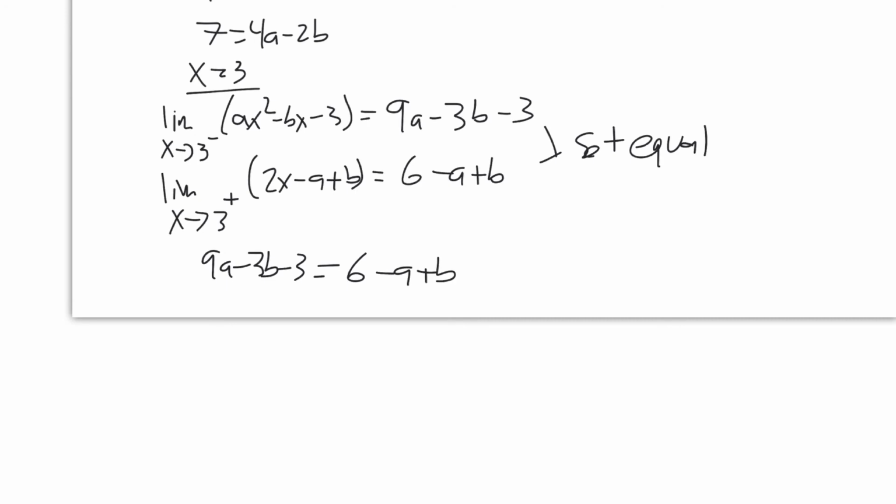I guess we could move some things over, so let's go ahead and move the letters to one side, the numbers to the other. So we'll take the a over here to give us a 10a. We'll take the b over here to give us a minus 4b. And then it will be equal to 9. So now we have another equation with two variables and we can't solve it.